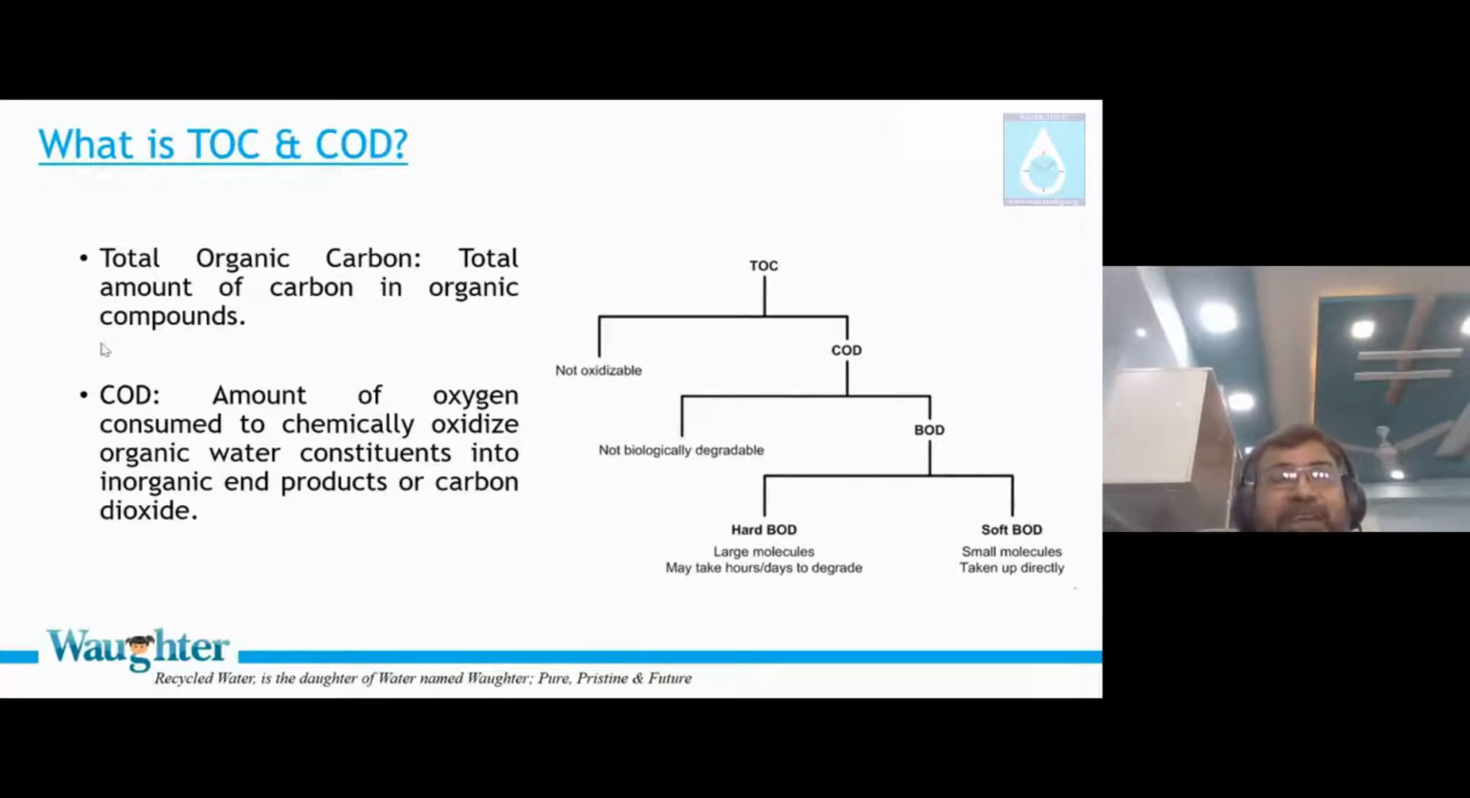Okay, out of this BCOD, which is a very good word, whatever oxygen you consume, that you start writing as BOD. So COD is the amount of oxygen consumed to chemically oxidize organic matter, water constituents, into inorganic end products or carbon dioxide. And then we have something called soft BODs, hard BODs. These are the diagrams which we use from various presentation slides or the internet, and even textbooks at times. The idea is that you have come through this kind of diagram, and when I give an explanation to you, you will understand.